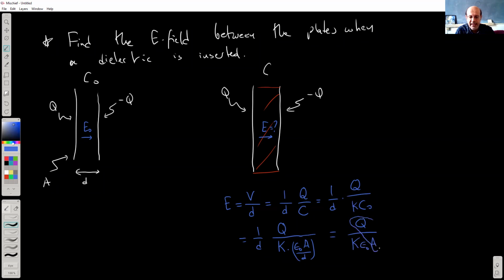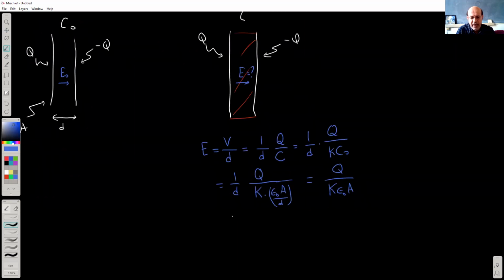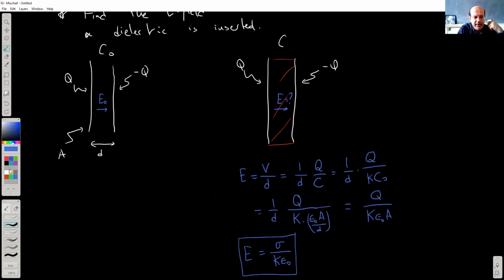And so as a result, I get Q divided by the dielectric constant times epsilon 0 times A. Now I notice that there's a charge divided by area in here. That's the surface charge density, basically. And so as a result, the electric field would be sigma divided by K times epsilon 0. Right, that's basically what I wanted to say. So if the surface charge density is sigma, what is the electric field in terms of sigma? That's the question that I was asking. If there is no dielectric in here, the electric field is given by sigma divided by epsilon 0. But if there is a dielectric, then the electric field is given by sigma divided by K times epsilon 0. Okay.